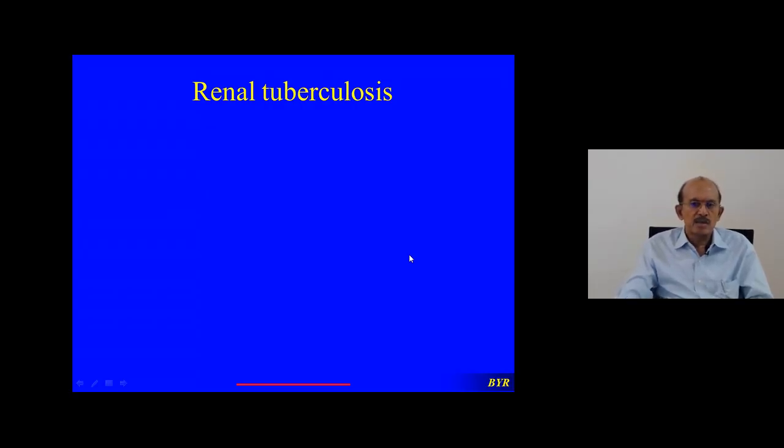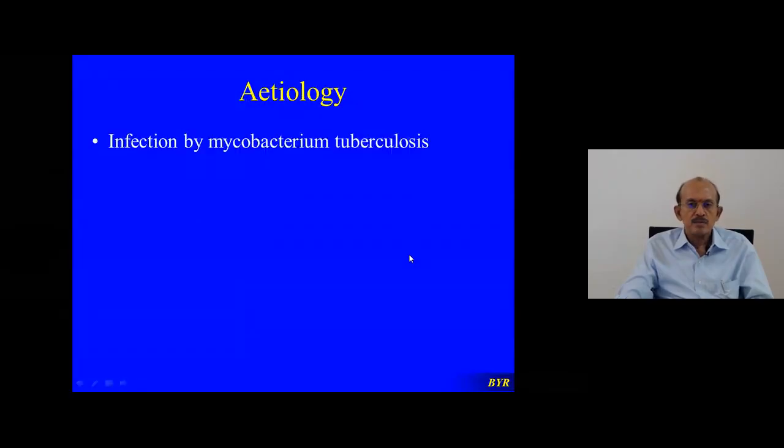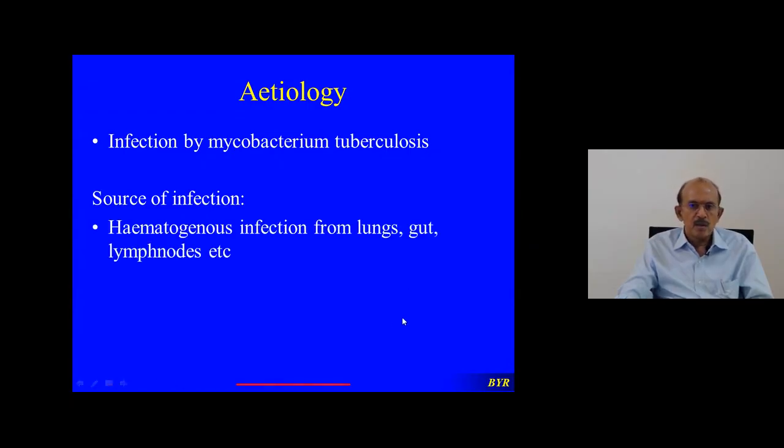Renal tuberculosis. Etiology is infection by Mycobacterium tuberculosis. Source of infection: hematogenous infection from lungs, gut, and lymph nodes.